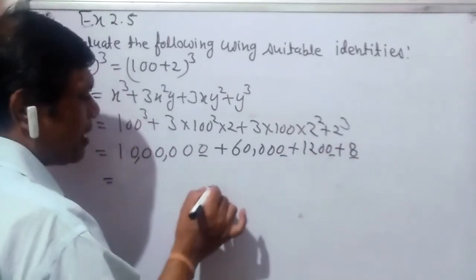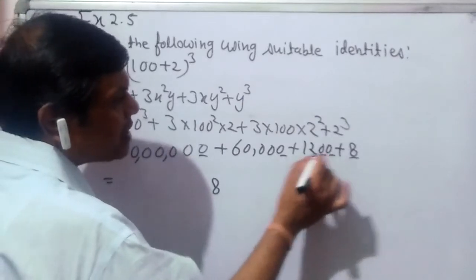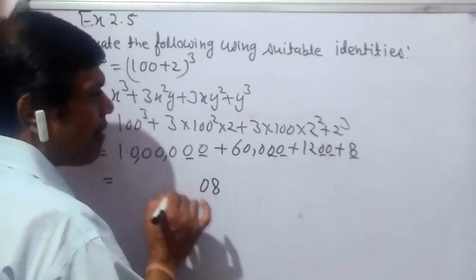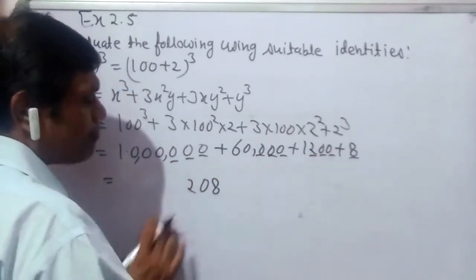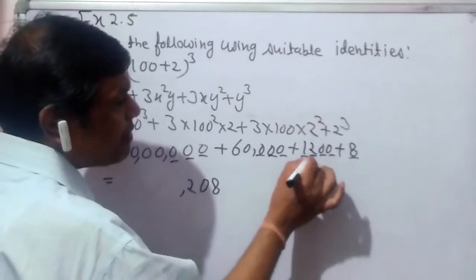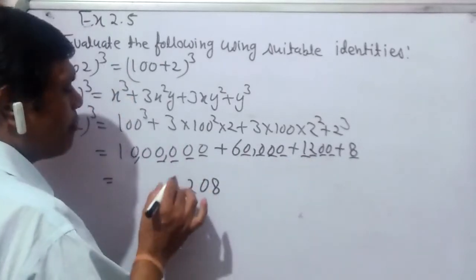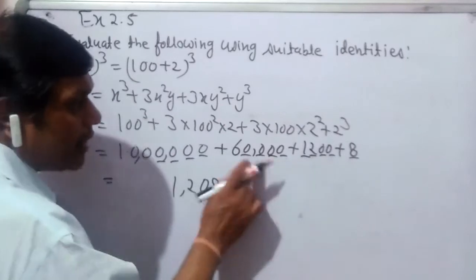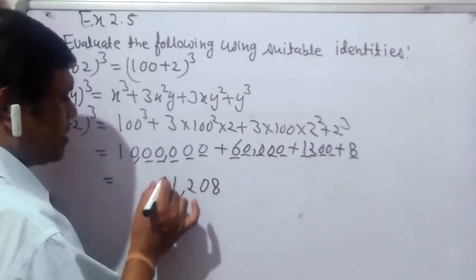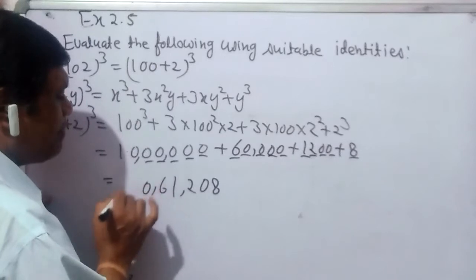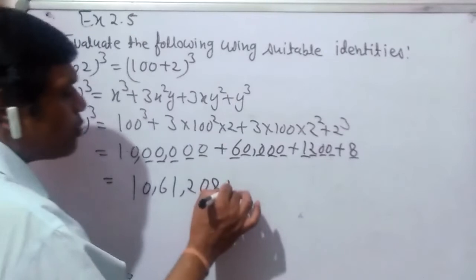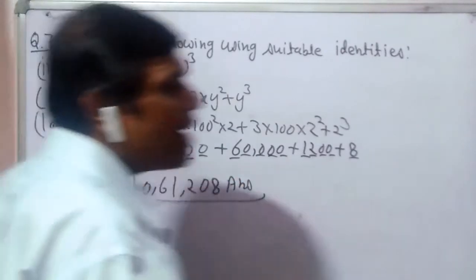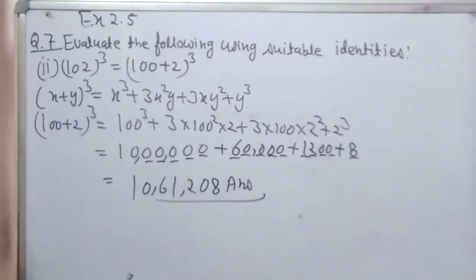Ones place should be 8. Tens place will be 0. Hundreds place will be 2. Thousands place will be 1. 10,000 place will be 6 only. Lakh place is 1 and this. So we have 10,61,208. That is the answer for this particular part. We have simply put in the identity.